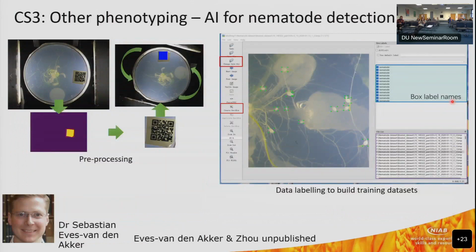And more recently, we've been working on nematode detection with Cambridge University as well, with Sebastian. I never call him by his full title, I just call him Sebastian.